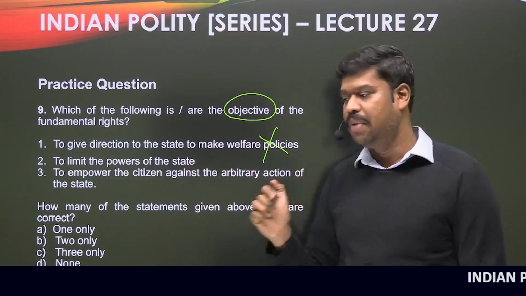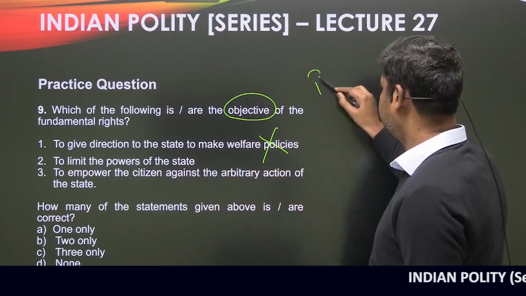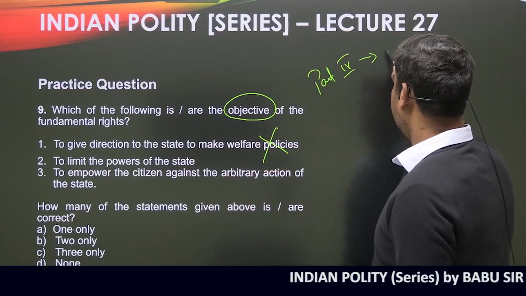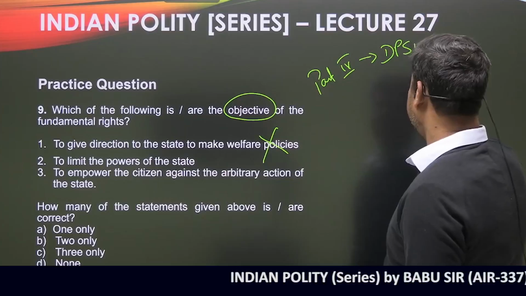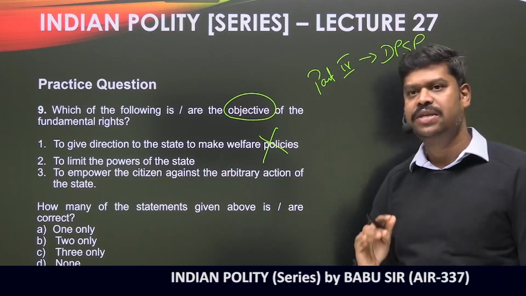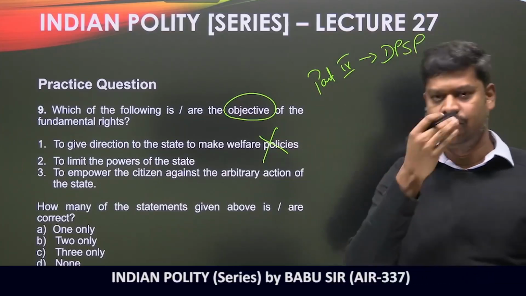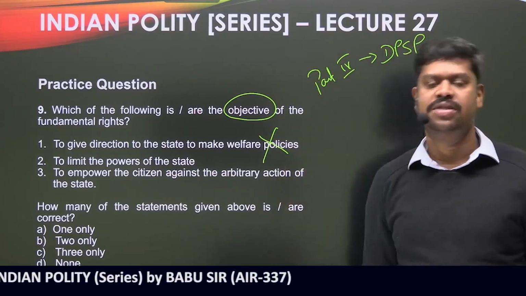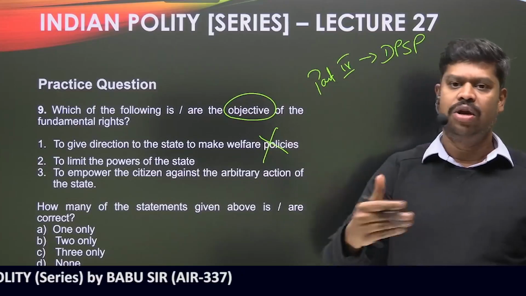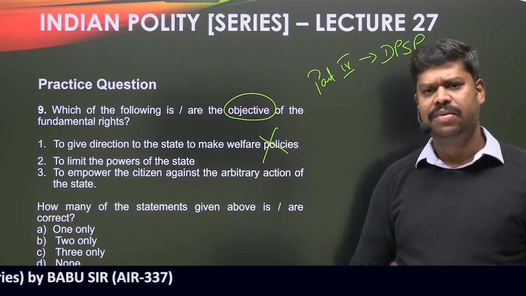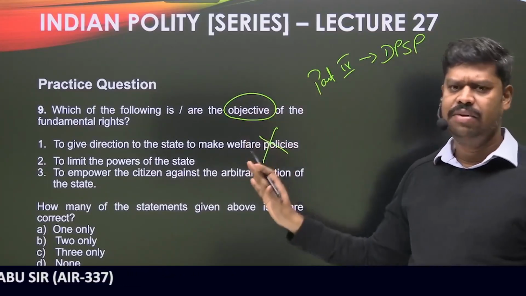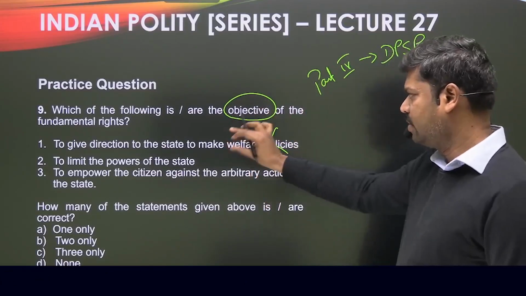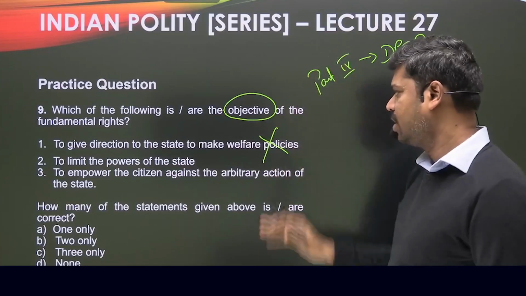If you see Part 4 of the Constitution, students who have listened to my previous lectures will be able to answer this. Part 4 of the Constitution talks about what is called DPSP, and the very objective of DPSP is to give some kind of directives to the state, so that the state can make welfare policies, and automatically it will lead to the welfare of the people. But again, it is a non-justiciable part. However, it is not the objective here. So whatever is mentioned here is the objective of DPSP, not fundamental rights.